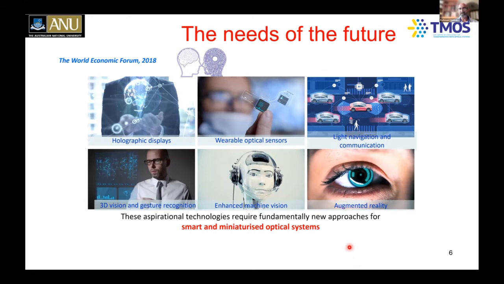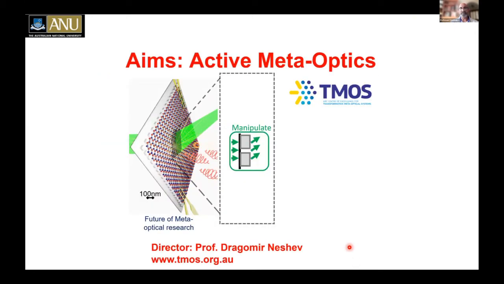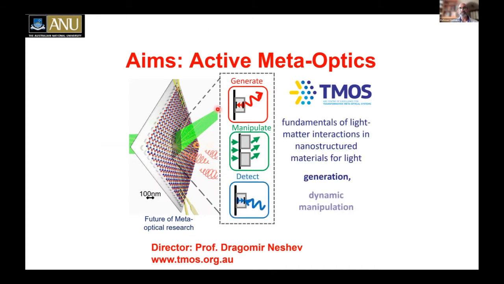And we have been working in this area in the Center of Excellence funded by the Australian Research Council on transformative meta optical systems, which is led by my young colleague, Professor Dragomir Neshev. We are using nanostructures to generate light, manipulate light, and detect light. This really opens up opportunities for us to make some innovative optical systems. This is a 7-year program, and we started it last year. 5 universities are involved, and over 15 international universities are also involved in this center.